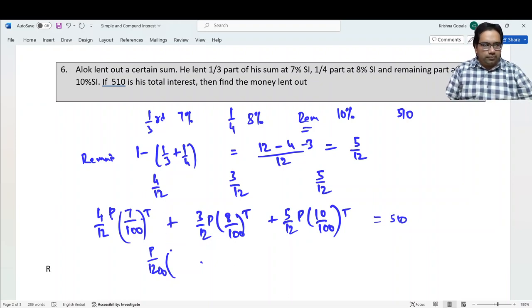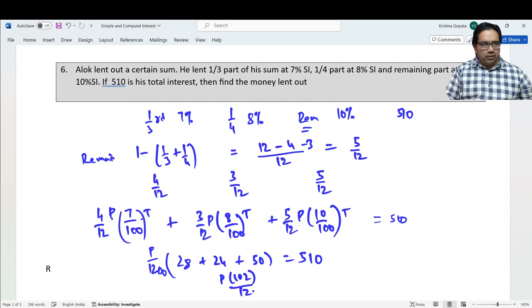P by 1200 into 4 7s 28 plus 3 8s 24 plus 5 10s 50 equals 510. 28 plus 24 plus 50, P into 102 by 1200 is equal to 510. P is equal to 1200 into 510 by 102.